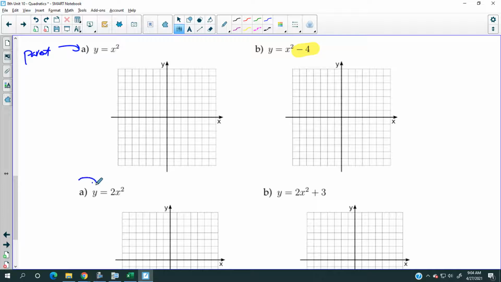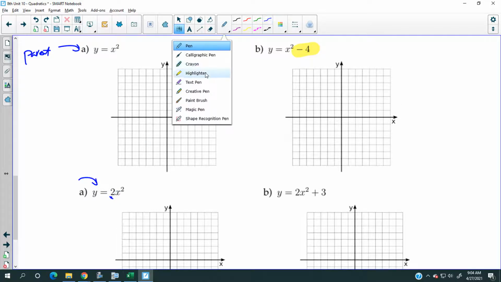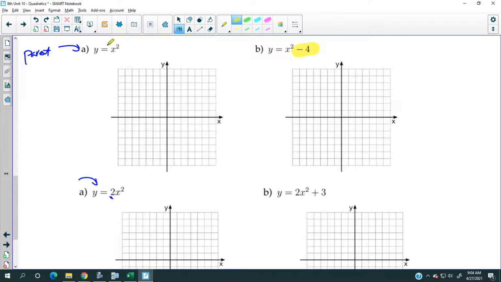This is the parent function, right? It's just the 2 here, okay? And here, the only difference between a and b is the -4, right? The only thing between 2x squared and the second one here is the +3, okay? So now let's graph it and see what that looks like.